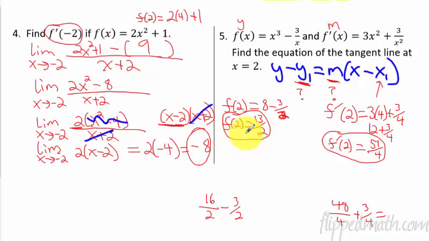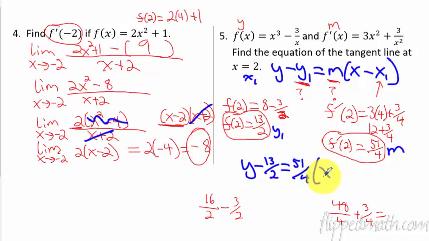Okay, so let's think about what we have here. We now have, this represents our y1. This one represents your slope. And then we already have our x1, because that one right here is our x1. So final answer, and I know I didn't leave you a lot of room, I am sorry. Our final answer is going to be y minus 13 over 2 equals, and then the slope was 51/4, and then x minus 2. All right, we don't need to solve for y. That is our answer.